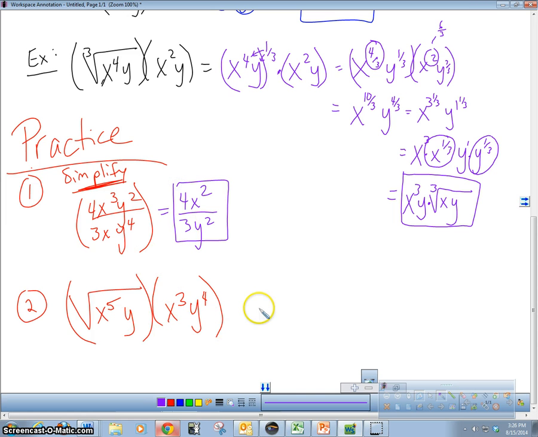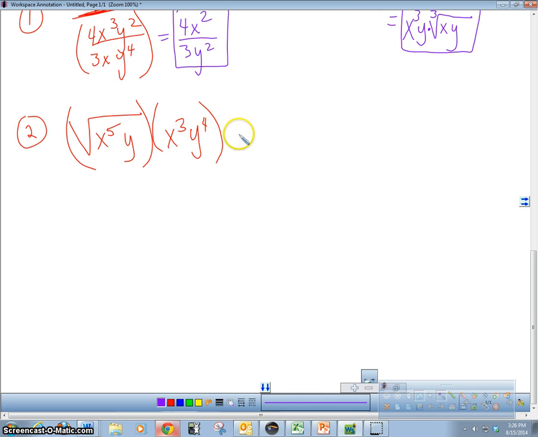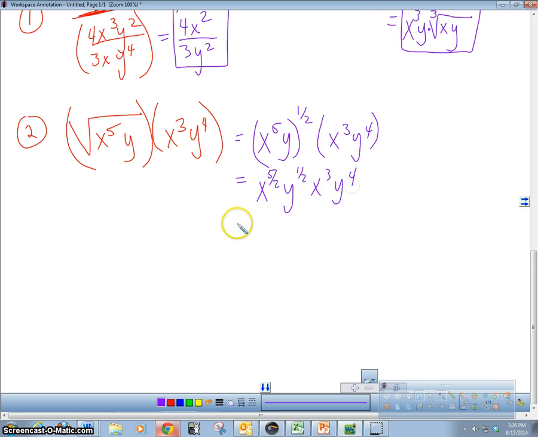All right, let's do this one now. We're going to change the square root into a 1/2 power, and change that to x to the 5 halves, y to the 1/2. So 3 is going to be 6 halves again. 6 halves plus 5 halves is going to be 11 halves. And then 8 halves plus 1 half will give me 9 halves.